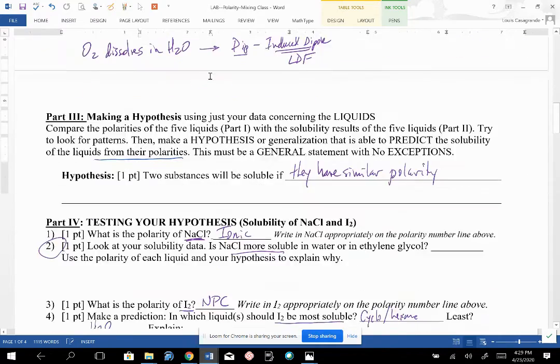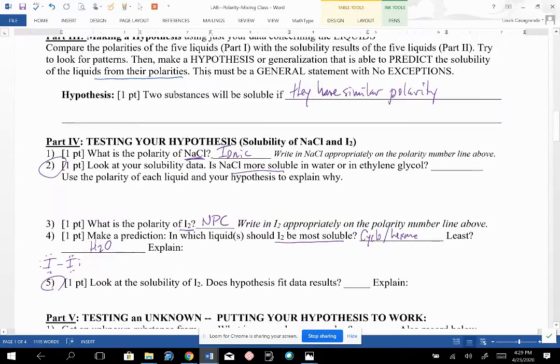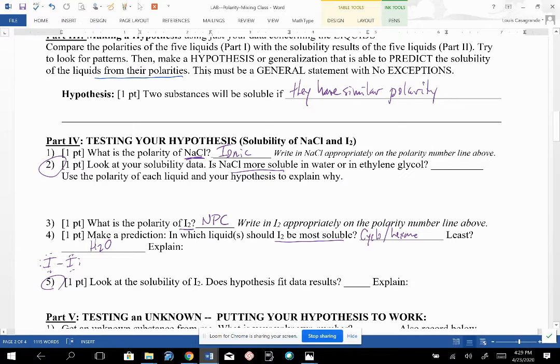And then coming down to number 5, does this hypothesis fit the data results? Yes or no? And again, you're going to explain. And so I've circled 2, 3, and 4. Please make sure that you fill those in before turning in the lab.